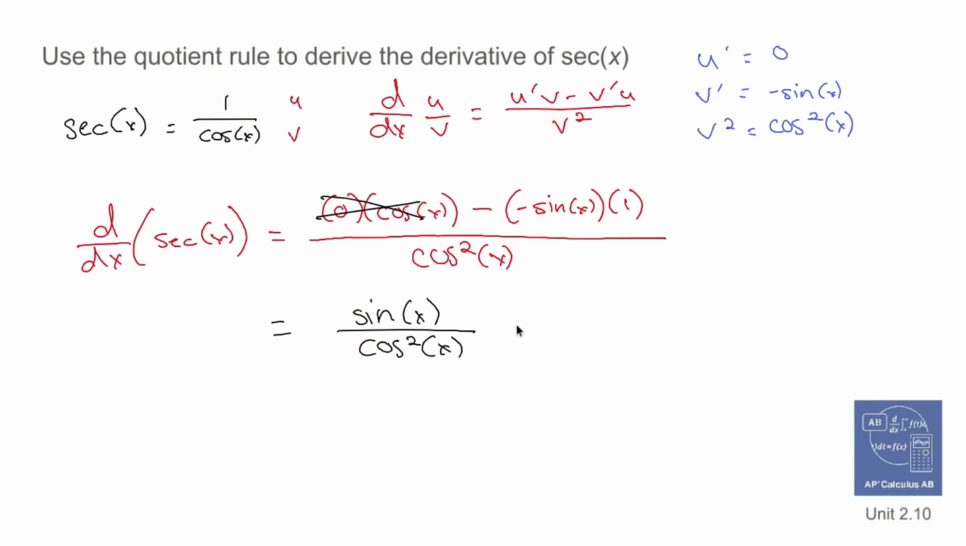So let's split this up into something slightly more manageable. I have one sine up here and two cosines down there. So let's just, for this example's sake, split it up like this. Okay, this is perfectly fine.